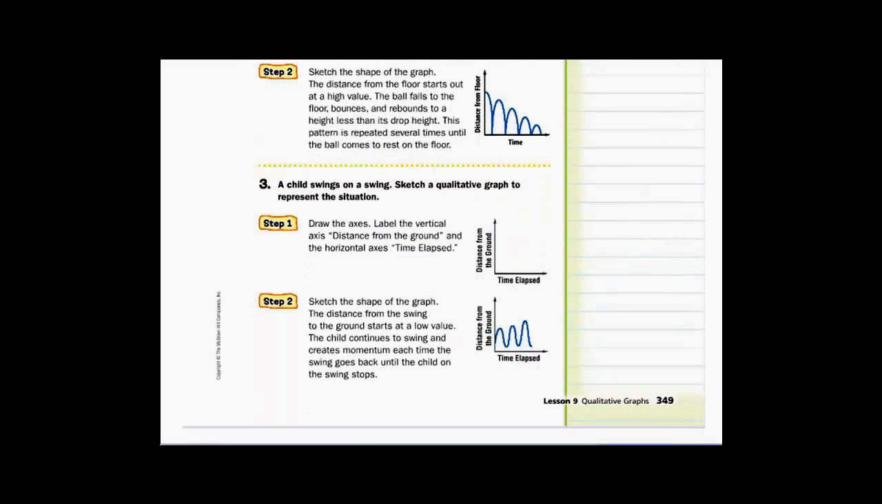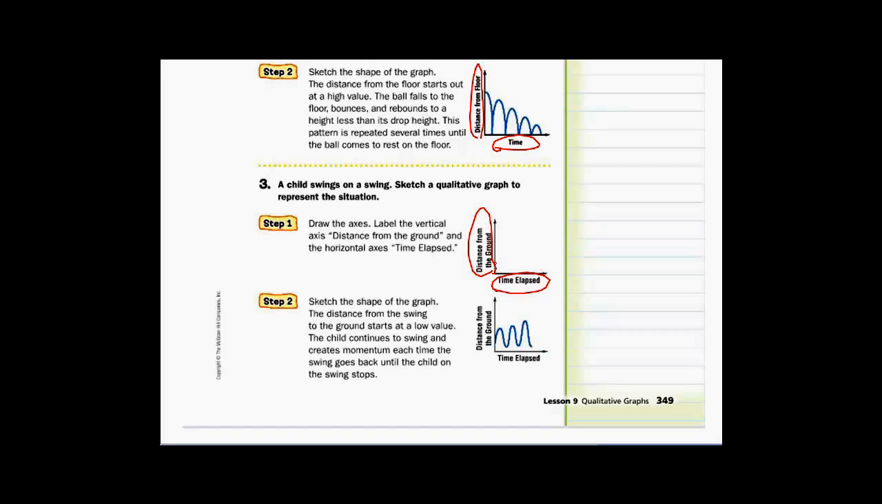Look at 3. A child swings on a swing. Sketch a qualitative graph to represent the situation. Okay, so we've got the axes right here, both of them, distance from the ground and time. All right, I forgot to talk about that at the first one. You will have to draw your own, and you do need to label them. Anytime you draw a graph like that, you do need to label. So this would be time, this would be the distance. So here is your time. As time goes on, usually you would put time on the x, and this is going to be your distance from the ground.